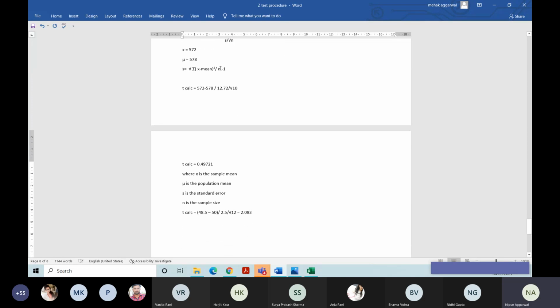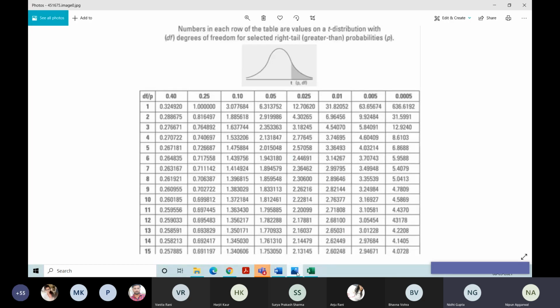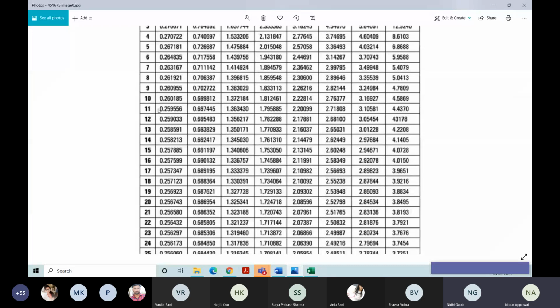Now again compare the things with the table value. Here the table value is for two tail, so you have to check for 0.025. The total values are 10, so we have degrees of freedom of 9. So this will be your 9 and 0.025.